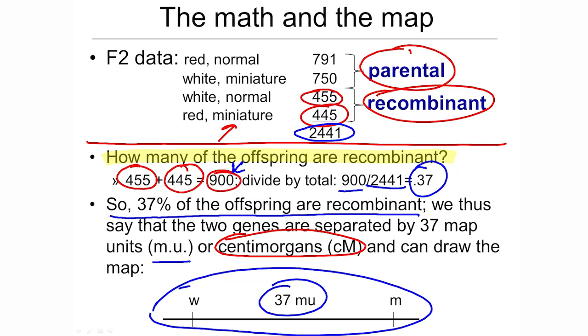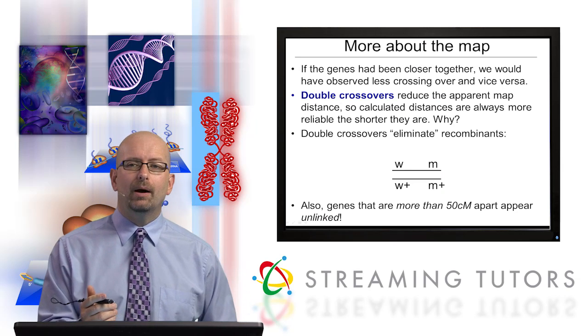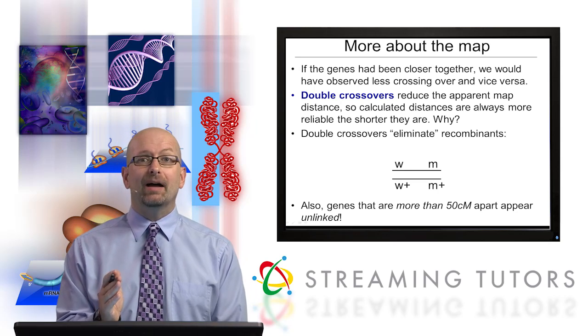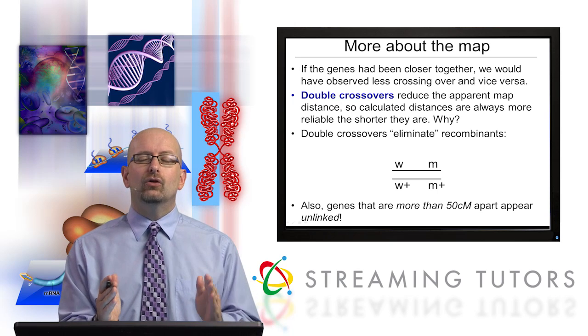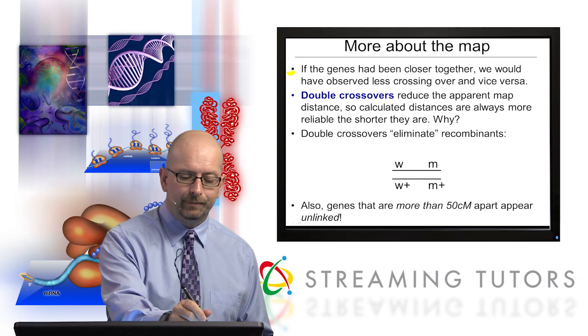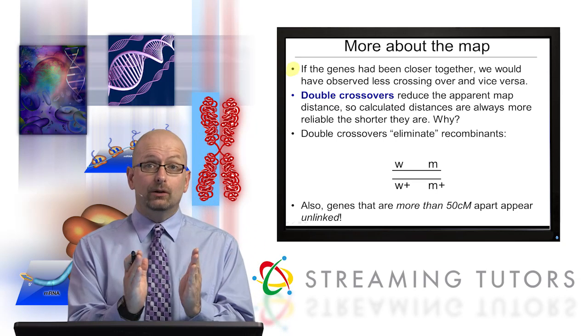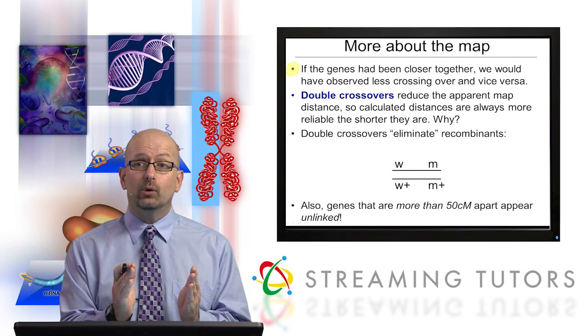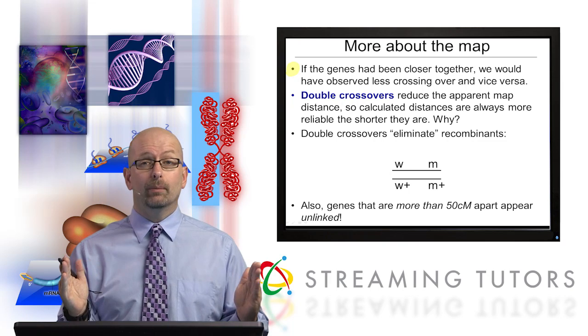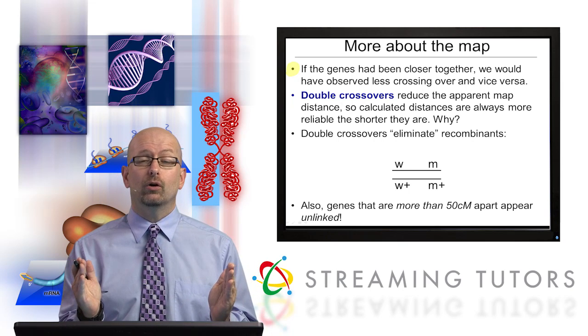We're not seeing that now, but we're seeing a fair amount of recombination, 37% in fact. Okay? Now, from a more philosophical point of view, well, actually, before we get to philosophy, a couple of observations about the map. I think you get this, but what I'm saying in the first line here is if the genes had been closer together than 37 centimorgans, we would have seen less crossing over. If they were further apart, we would have seen more crossing over, right?